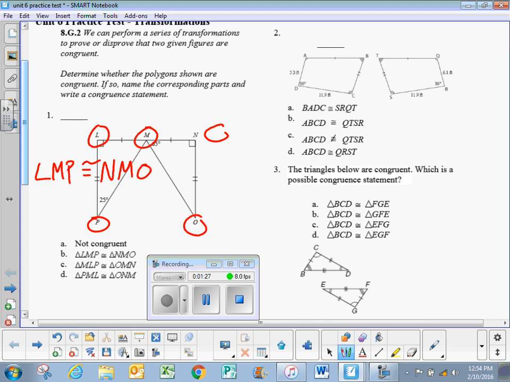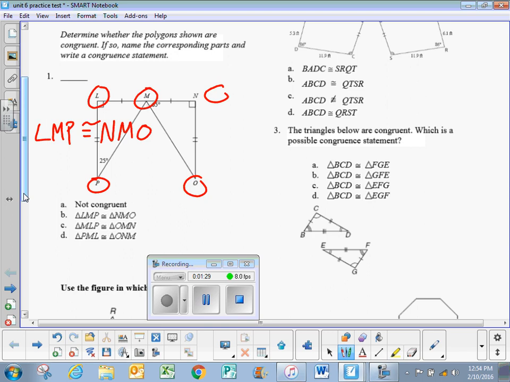So notice that L and N are in the same position. M and M are in the same position. And P and O. So which one matches what we see up there? And that is B. I got one more.